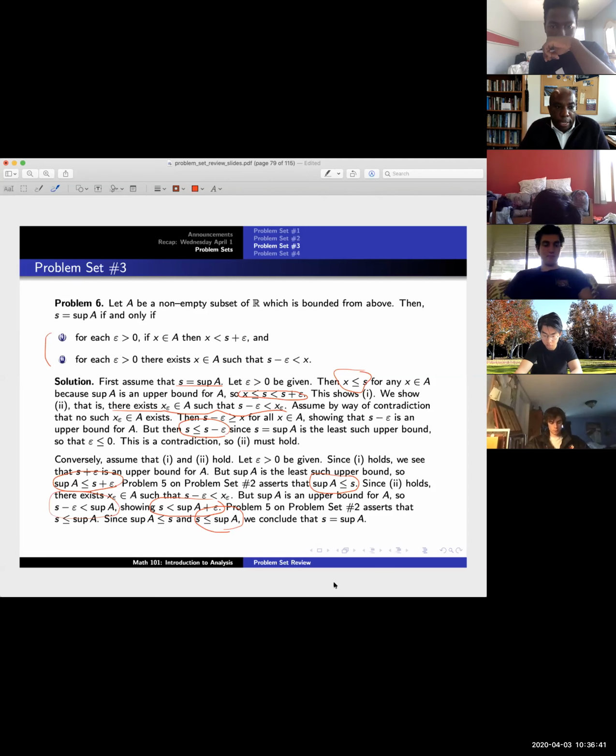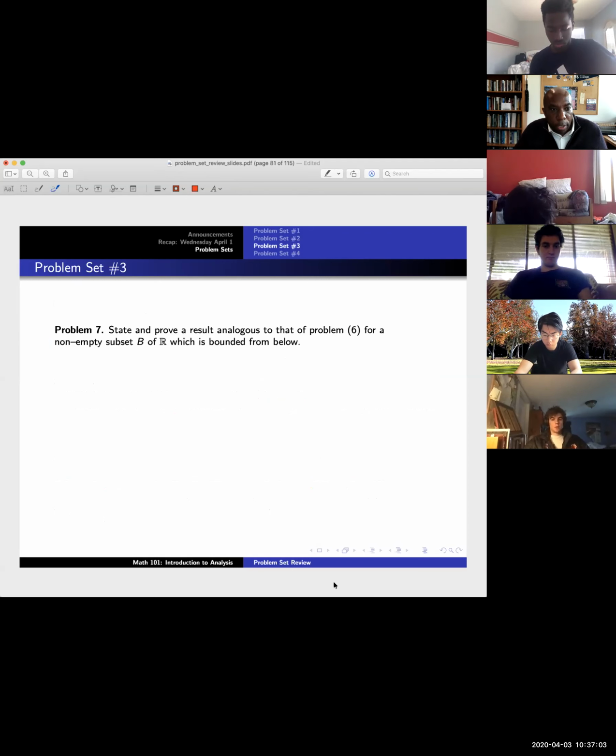I know that we actually did go over this proof in class, but I just wanted to make sure that everyone is okay about this because I have gotten a couple of questions about what happened here. So this is 1 and 2 imply S equals the supremum. Any questions here? All right, let's keep moving then.